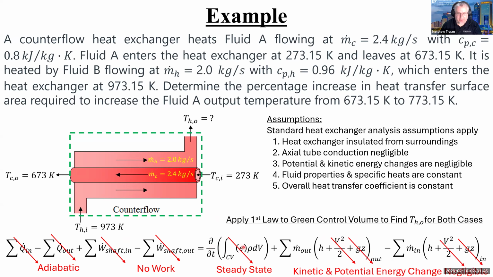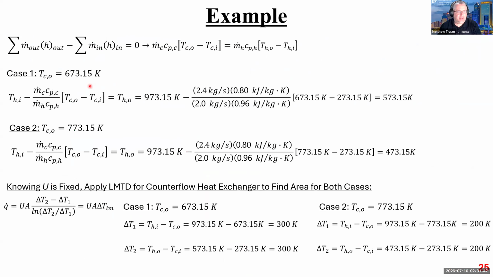So what I'm left with is this guy. The sum of m dot out times h out minus the sum of m dot in h in is equal to 0. And then I'm just going to do a little bit of rearranging, right? So remember that H is CpT for liquids and gases, for fluids. And so I'm just using that relationship, CpT equals H.